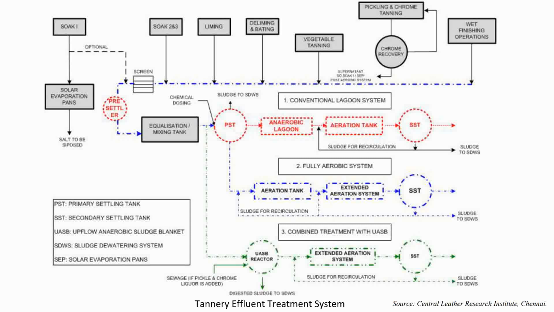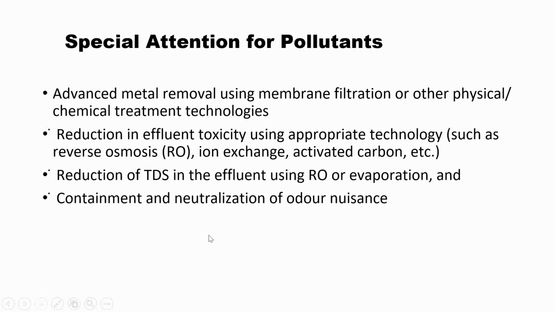And if we come toward special attention to pollutants, some metal removal using membrane filters or other physical chemical treatment technologies can also be used. For the reduction in effluent toxicity, appropriate technologies such as reverse osmosis, ion exchange, or activated carbon can be used for reducing the toxicity content, and reduction of TDS in effluent using RO or evaporation can also be done, along with contaminants and neutralization of odor nuisance.